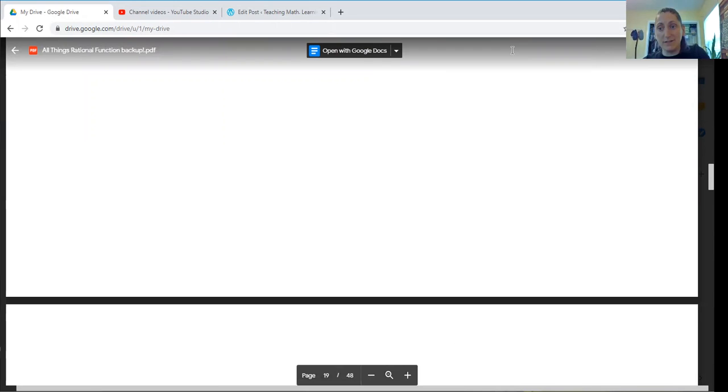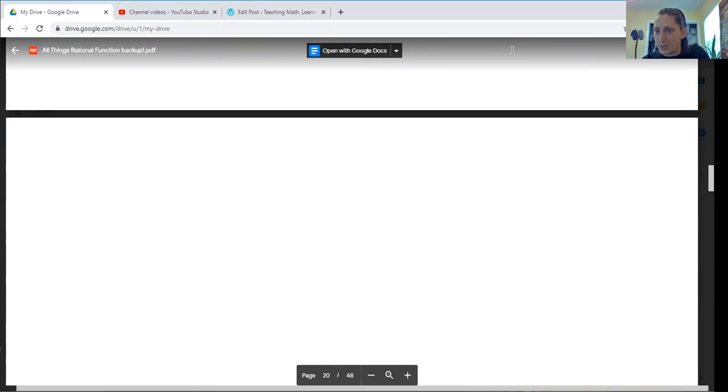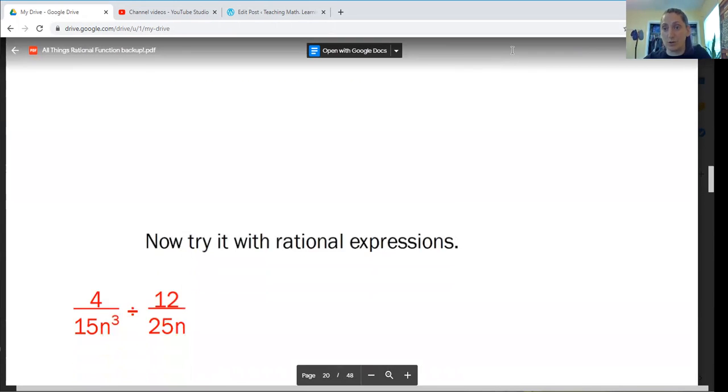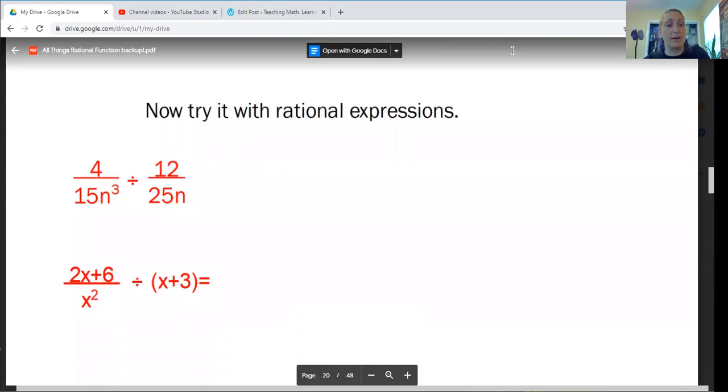So this is still multiplication. We're still going to be doing multiplication. We just have to remember to flip our second term, to turn our second term into the reciprocal, multiplying by the reciprocal. Okay, so let's try these. 4 over 15n cubed divided by 12 over 25n. We have to rewrite this as 4 over 15n cubed times, we flip it, 25n over 12.